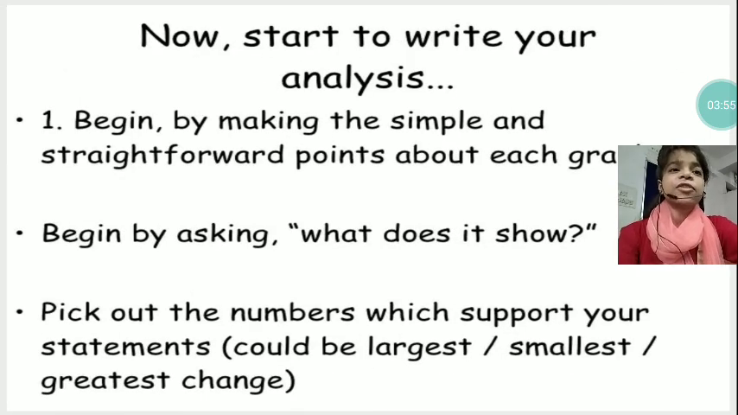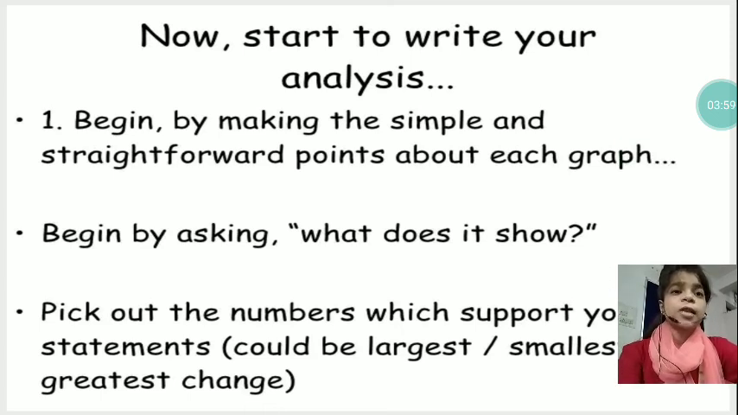Now start to write your analysis. How can we start writing our analysis? First of all, begin by making simple and straightforward points about each graph. Whatever data is provided, we will take out all the points from it and note them down in our copy. Begin by asking what does it show. Now we have to find the relationship. That's why we ask the question what does it show. Then we can find the relationship and note that down also.